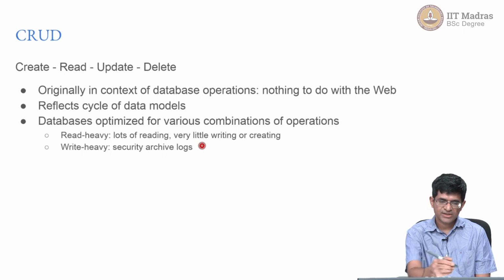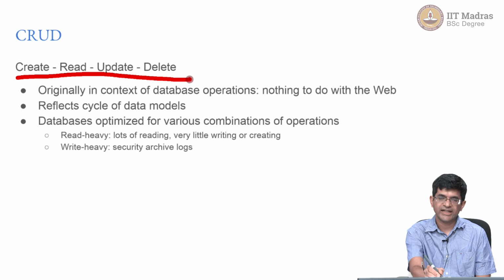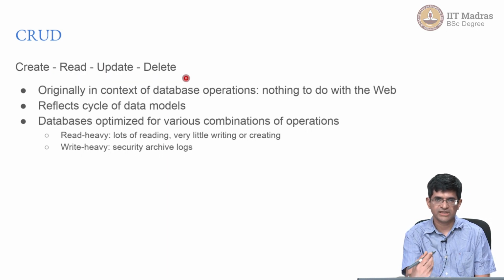Okay. That's sort of the life cycle of data, right? In any data model, you first create it, then you are reading what has been created. You might occasionally make a few updates. Finally, you are done with it. You delete it and get rid of it.